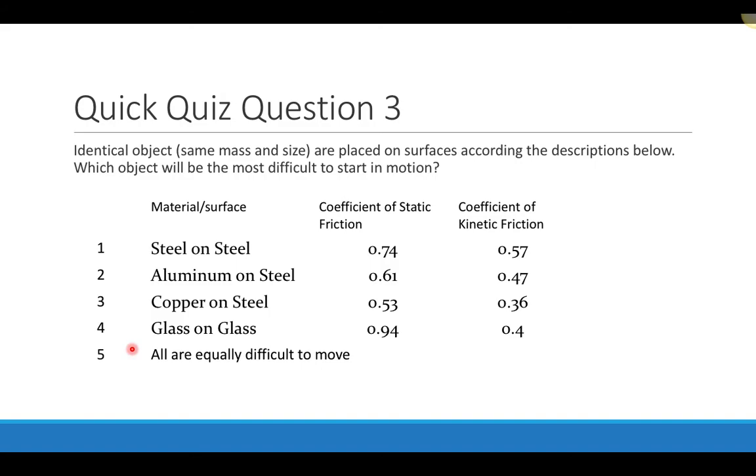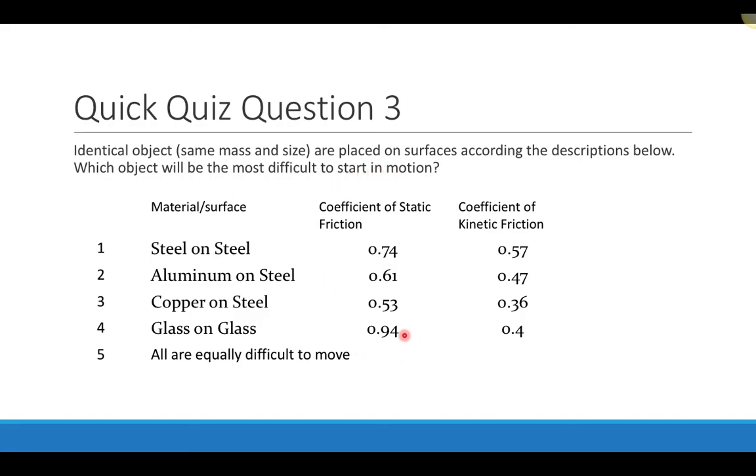And which object will be the most difficult to start in motion? So if I had a steel object placed on steel, an aluminum object placed on steel, copper on steel, and so on, which one of these would be the hardest to actually start moving? In order to determine that, I have to look at the coefficient of static friction, because I want to start it in motion, and so I have to overcome that static friction in order to do that.